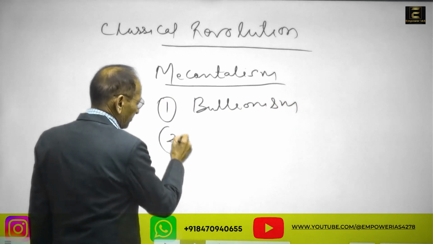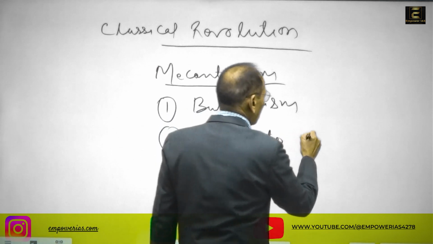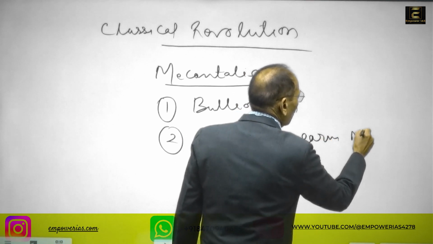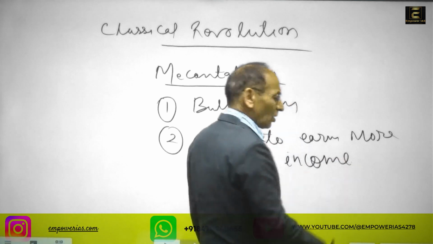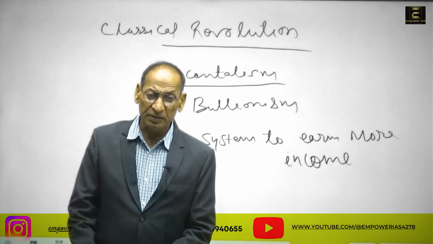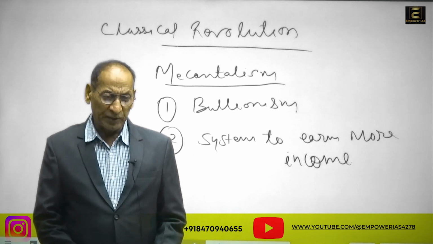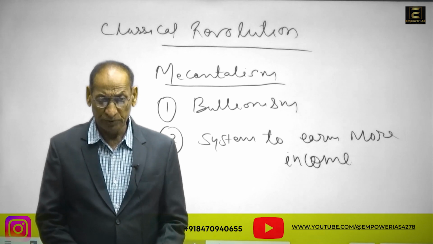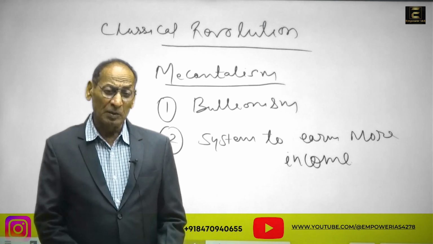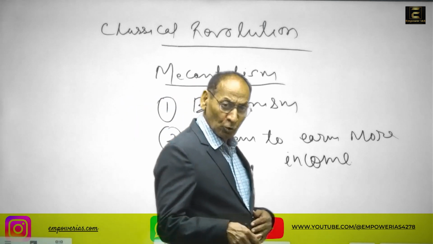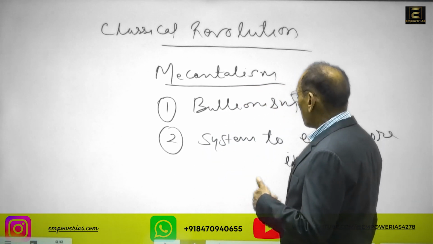And second, a system to earn more income. What is Bullionism? Bullionism is to collect or earn more profit through precious stones. Bullionism is an idea of how to collect more precious stones and metals, so that the state can become more and more richer.